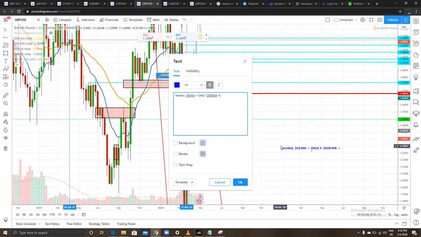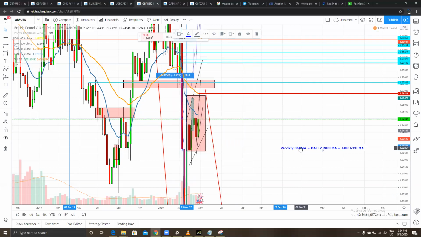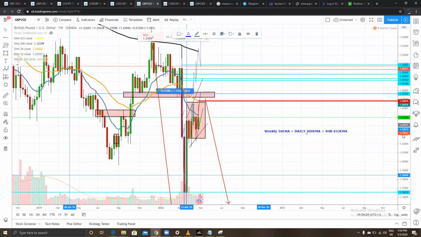That is translating to almost the same area as the 4-hour 633 EMA. So we've got some huge longer term resistance coming up in those areas. And you remember the 36 EMA, right? Just the way that we've explained it on that smaller time frame, it can start to be the beginning of further sell-off when it comes to price.